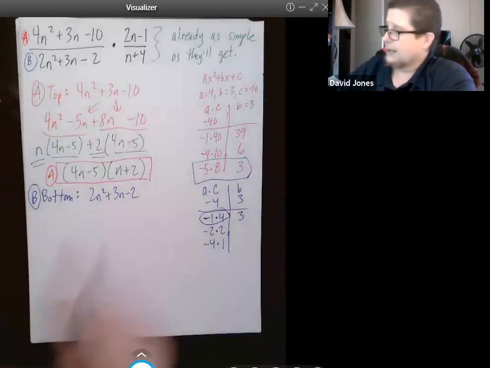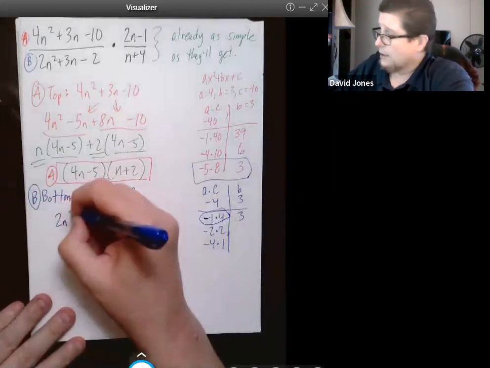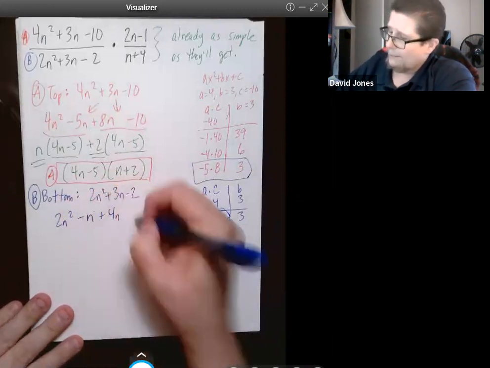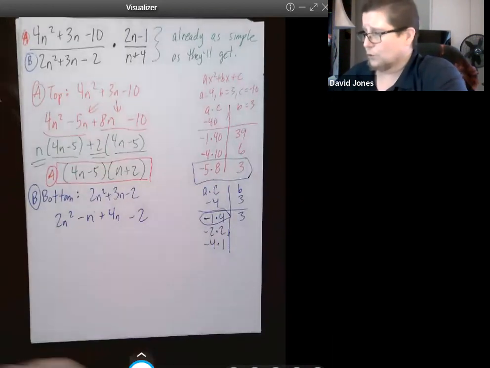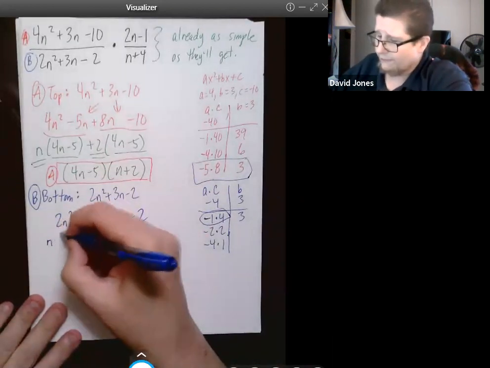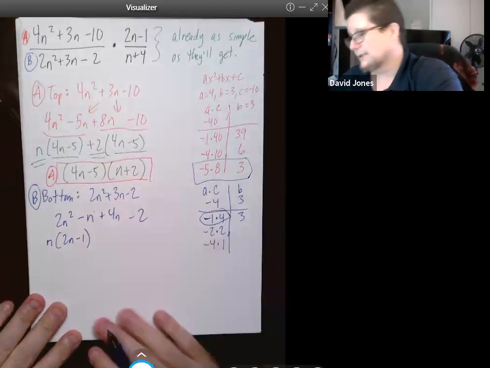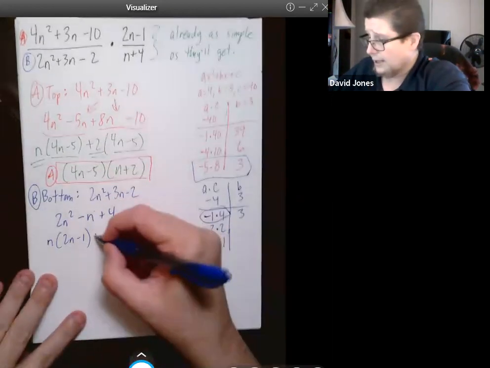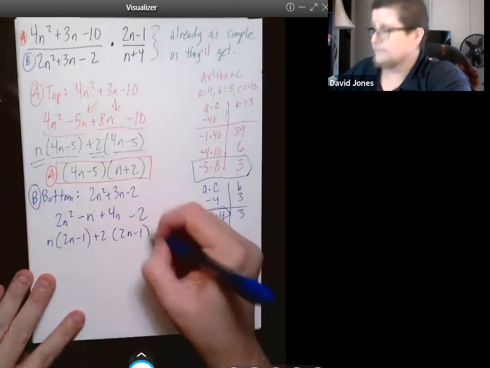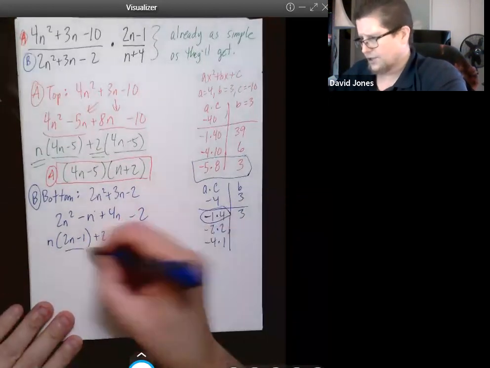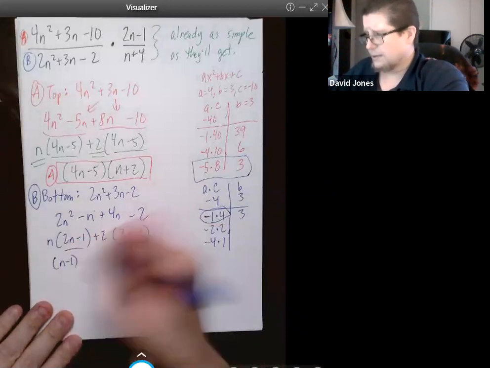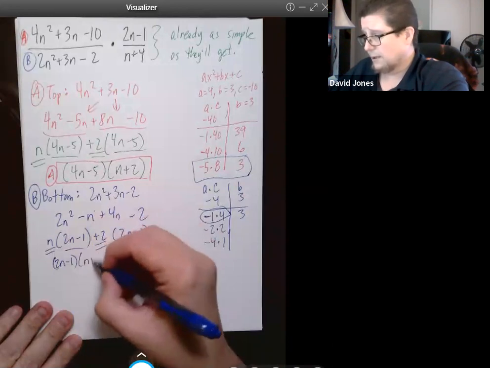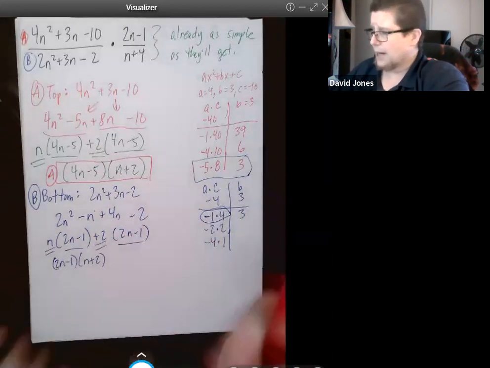So we'll do the same thing again. We'll split that 3n up: negative n plus 4n. We'll do it by grouping again, and n comes out in the first one. I got 2n minus 1. The second one, I can pull out a 2, and I get 2n minus 1. The 2n minus 1, I can pull it out, and that leaves behind an n plus 2. And that's my bottom, that's B.